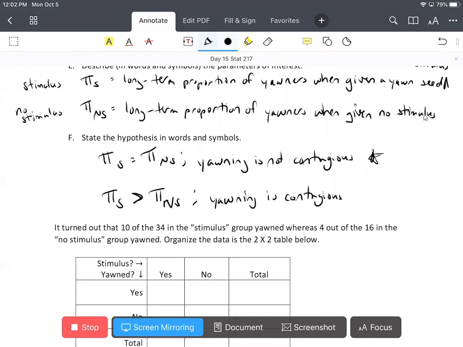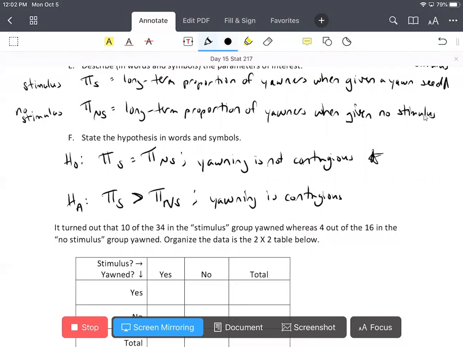On the other hand, what they're interested in is whether, if they're given a stimulus, do they yawn more? So is yawning contagious? And that's our alternate hypothesis. So the one thing I didn't do here that I absolutely must and should have written earlier was my null hypothesis and my alternate hypothesis.